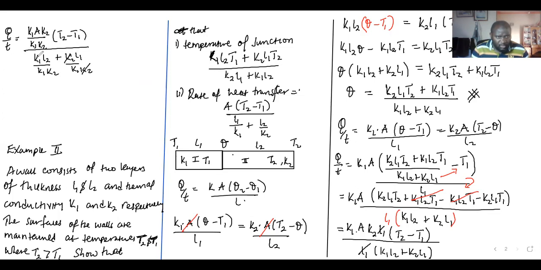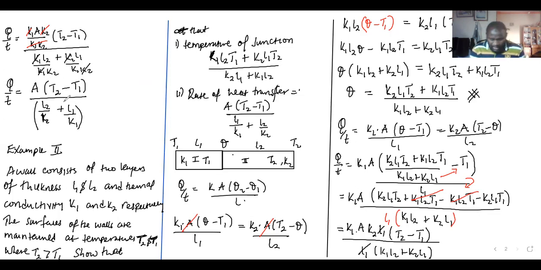I can lose the K2, I can lose the K1. I can vamoosh these two up here by losing both of them because of division. Finally, I will have the rate of heat transfer as equal to cross-sectional area capital A brackets T2 minus T1, close brackets, all divided by L2 out of K2 plus L1 divided by K1. Hashtag our solution.